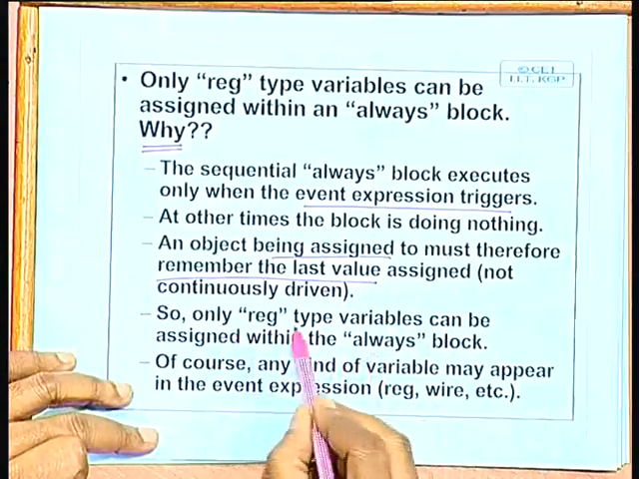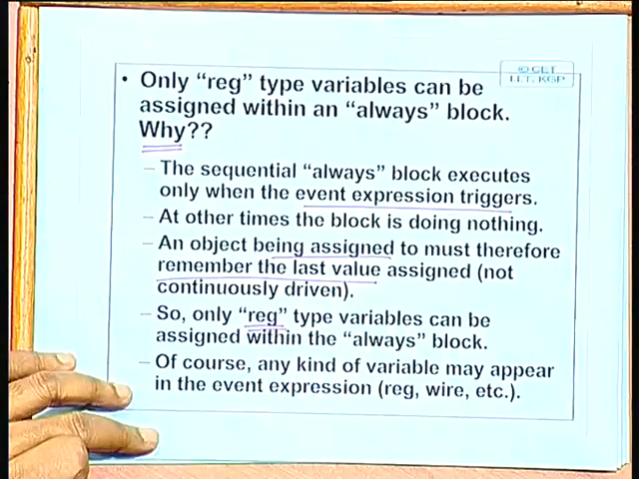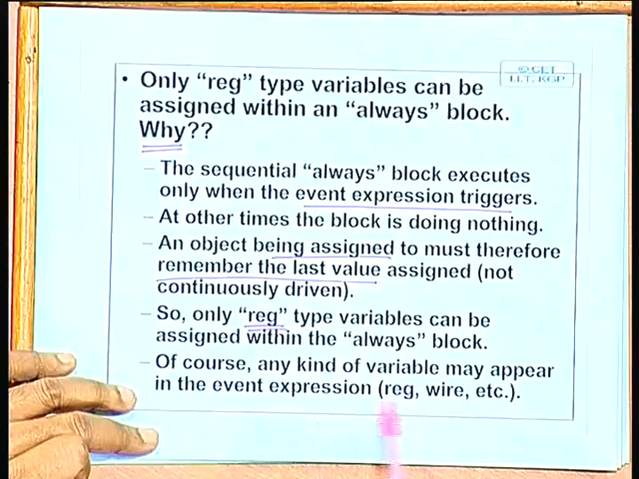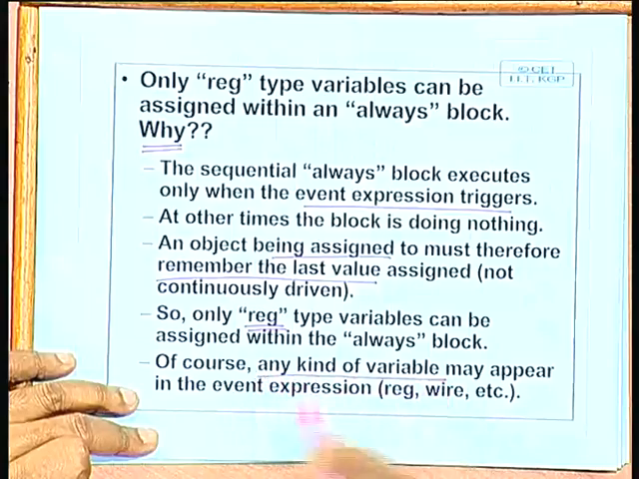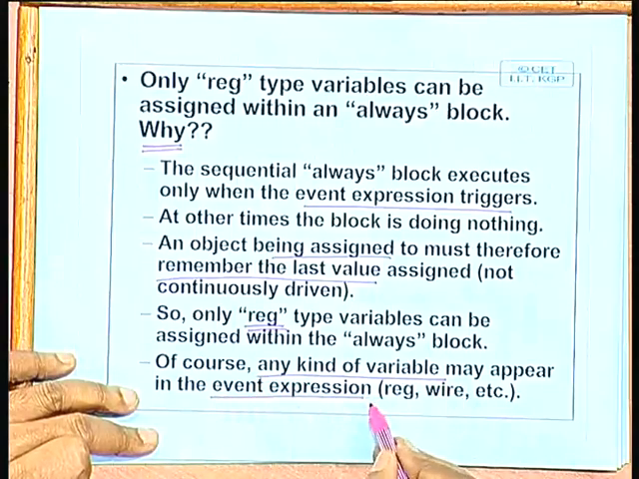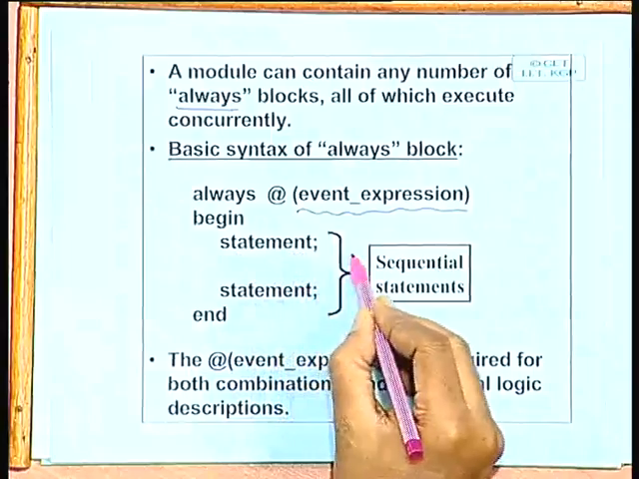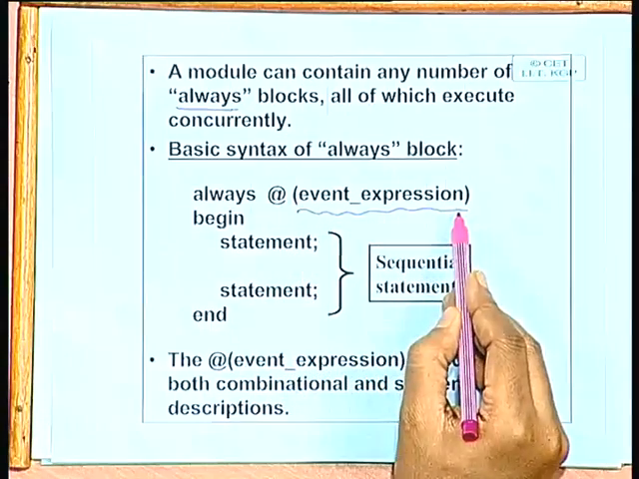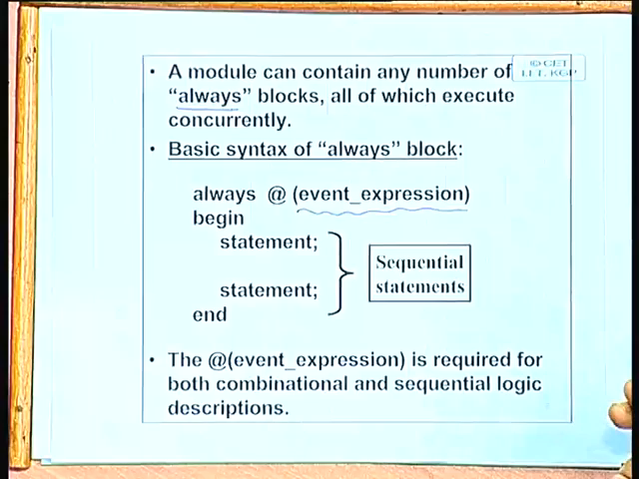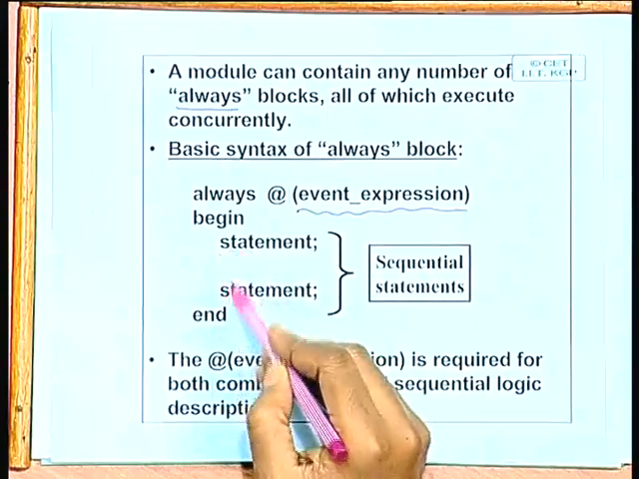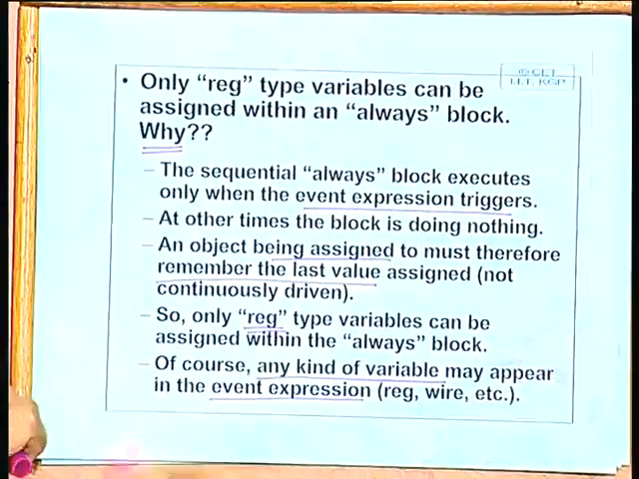So, in an always block, the left hand side has to be a reg type variable, but on the right hand side, in the expression, you can use any kind of variable, and also in the event expression. Let us go back to this one. In these statements, the right hand side as well as the event expression, you can have any combination of any kind of variables, net type, reg type, anything, but only in the left hand side of these statements they must be reg type. This is the restriction. Okay.